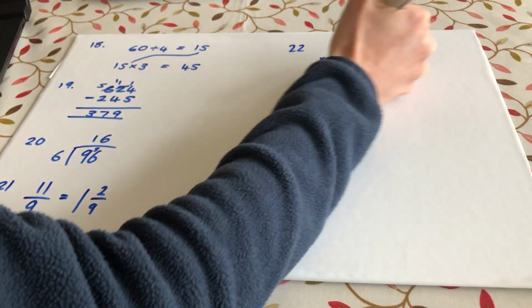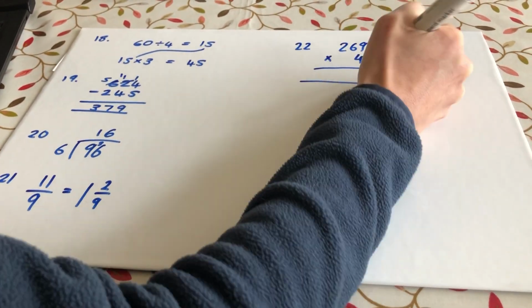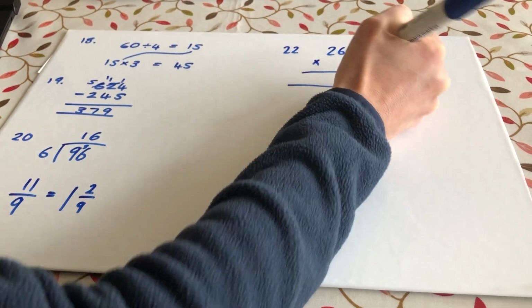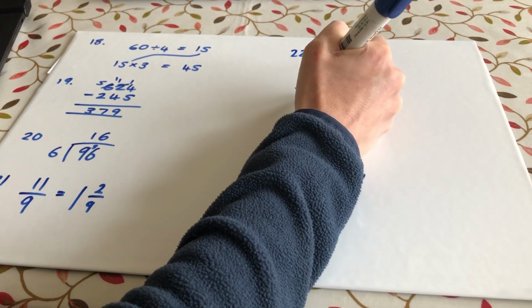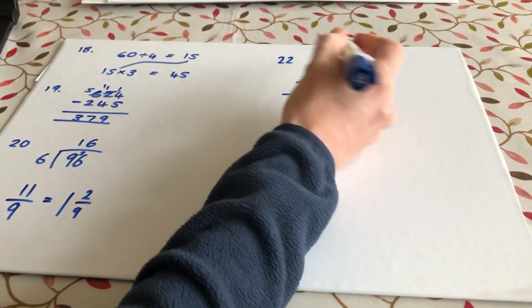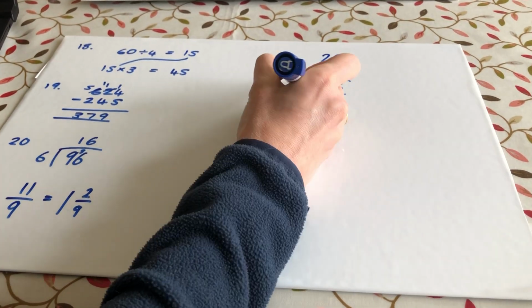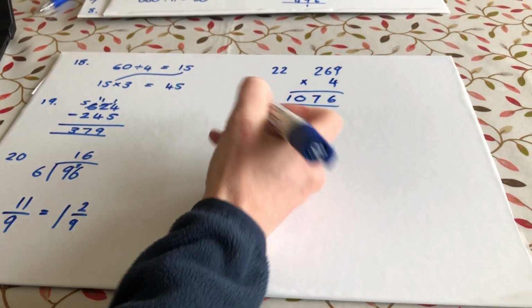Question 22, do it over here. 269 multiplied by 4. 9 times 4 is 36, put the 6 in, carry the 3 tens. 6 fours are 24, and add the 3 is 27. 2 times 4 is 8, and add the 2 is 10, 1076.